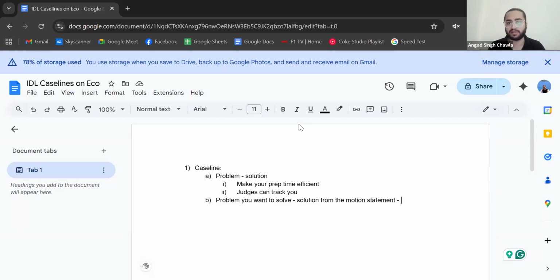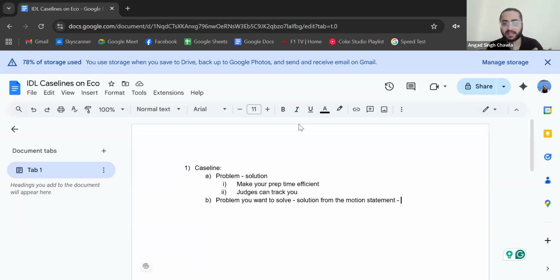So if the motion is about how the developing countries will start or implement a UBI program, then the problem statement you want to solve is that people do not have money. Most poor individuals don't have the ability to put food on their table, and things like affording education and healthcare can get very tough. And in order to solve that, you want to go ahead and start the basic income for a lot of these individuals.